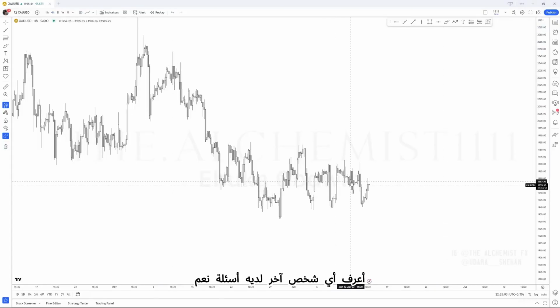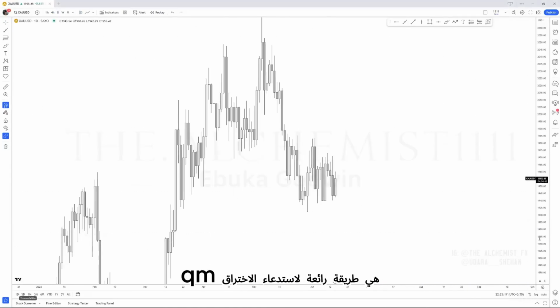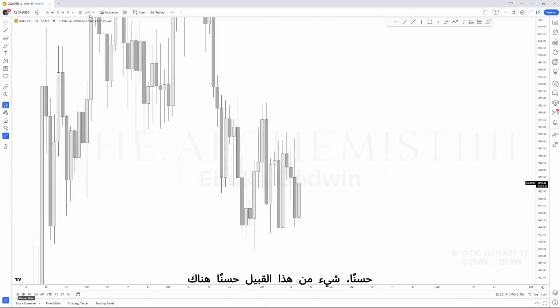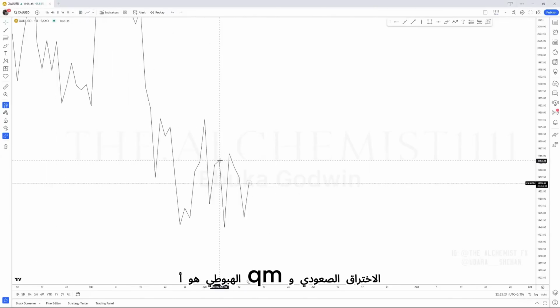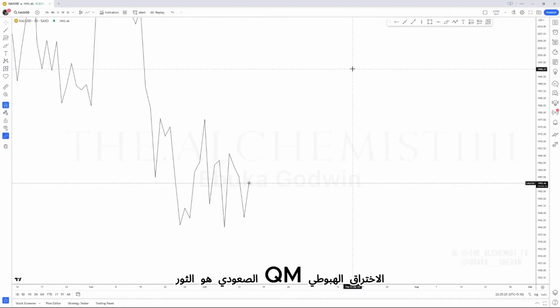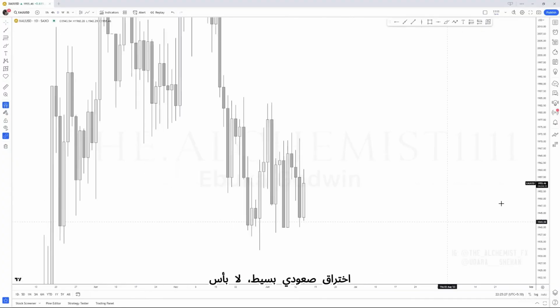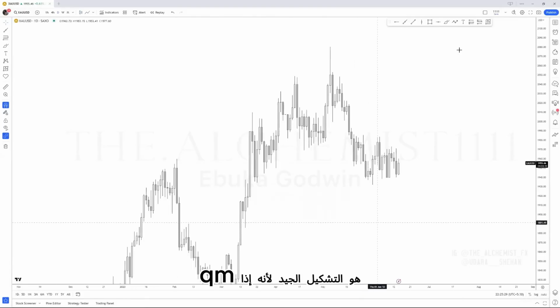What else? Let me know. Anyone else with questions? Are the QMs and the breakouts the same or different? Yeah, it's the same thing. A QM is a fancy way of calling a breakout. A bearish QM is a bearish breakout. A bullish QM is a bullish breakout. Simple, that's it. A QM is the formation.